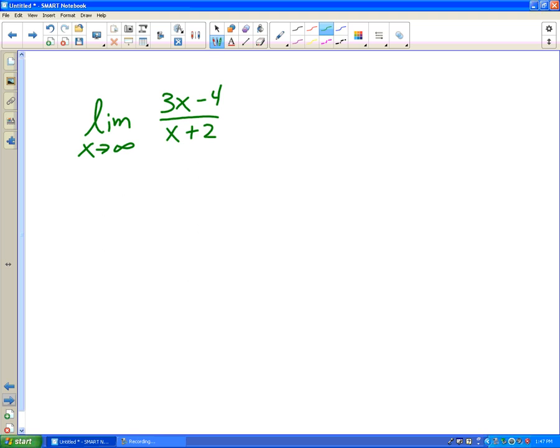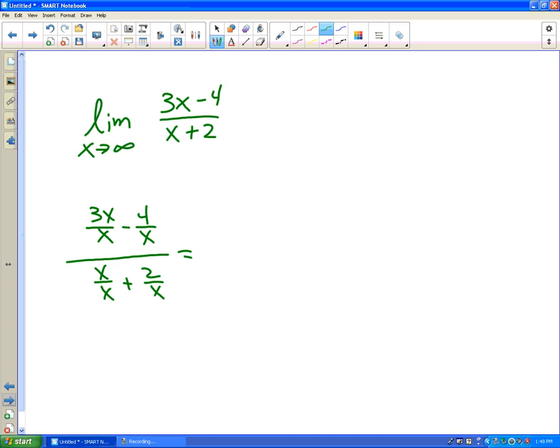happening. But what we're going to do in this case is take whatever the greatest power of x is. In this case, it's x to the first power. And we're going to divide every term up here by that x. So basically, I'm going to take the 3x divided by the x, the 4 divided by the x, divided by the x, and the 2 divided by x. Mathematically, we're basically multiplying the numerator and denominator by 1 over x, which is the same thing as dividing everything by x. Multiplying by 1 over x matches dividing by x.